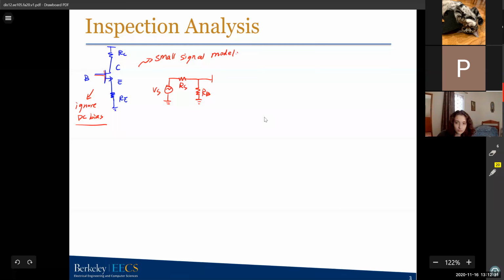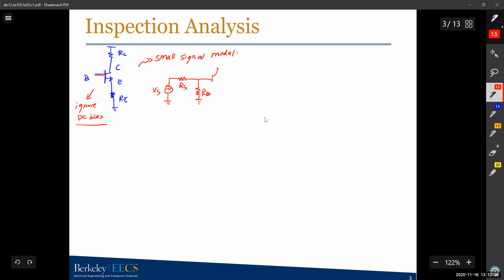I did not use the hybrid pi. I did not draw the hybrid pi here. I still put a single BJT here, and this is my output. This is my base, collector, emitter, and I have my RE to ground. Here I will have my RC to the ground. This is the small signal model. I may also have an R load as a load resistance. So this is the small signal model of the circuit.